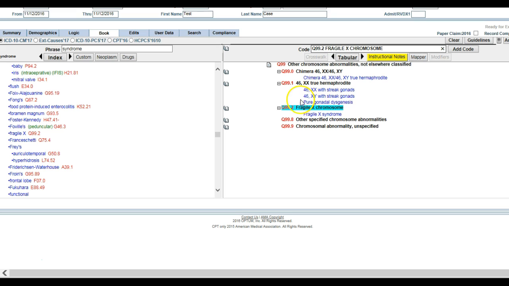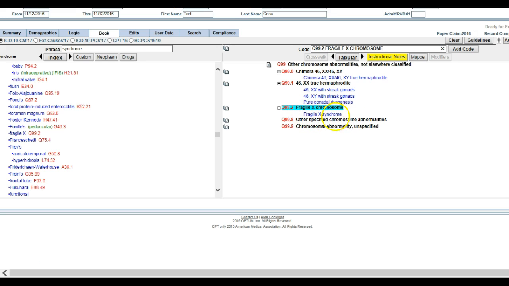So that's the difference. And we're going to move down, and that's just a little sidebar note that you guys can do your research and try to figure out what it is you're coding, so that when we get into CPT coding or procedure coding, the procedures make sense. Okay, so we have Q99.2, and it's telling me Fragile X chromosome or Fragile X syndrome.